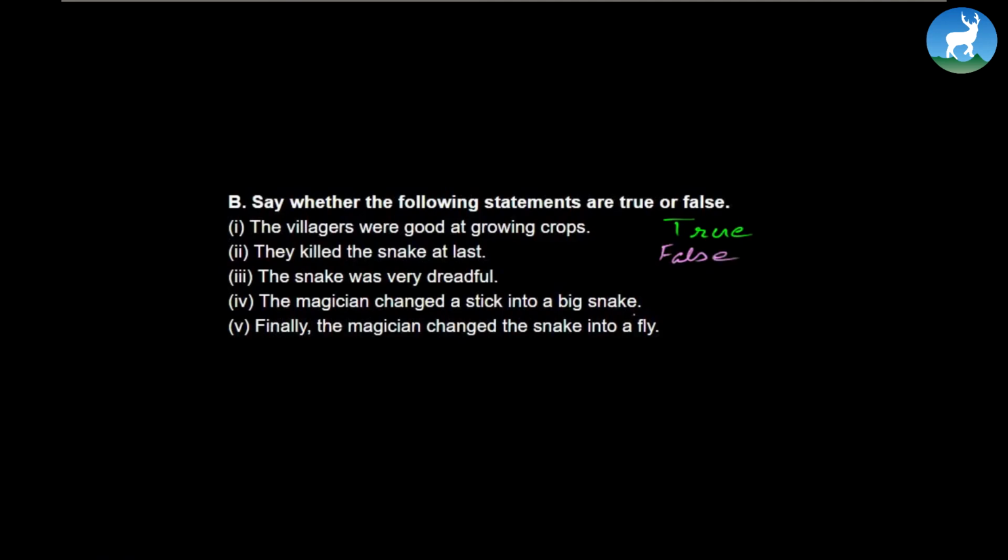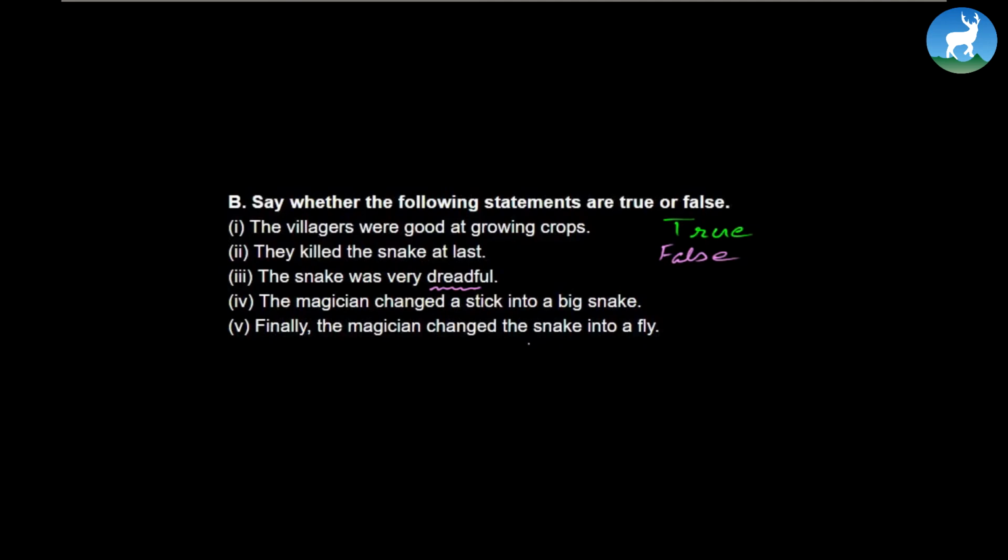The snake was very dreadful. And if you don't know the meaning of dreadful, follow the format which I taught you earlier. The magician changed a stick into a big snake. Is that true? Finally, the magician changed the snake into a fly. Is that true? So, whether it's true or false.